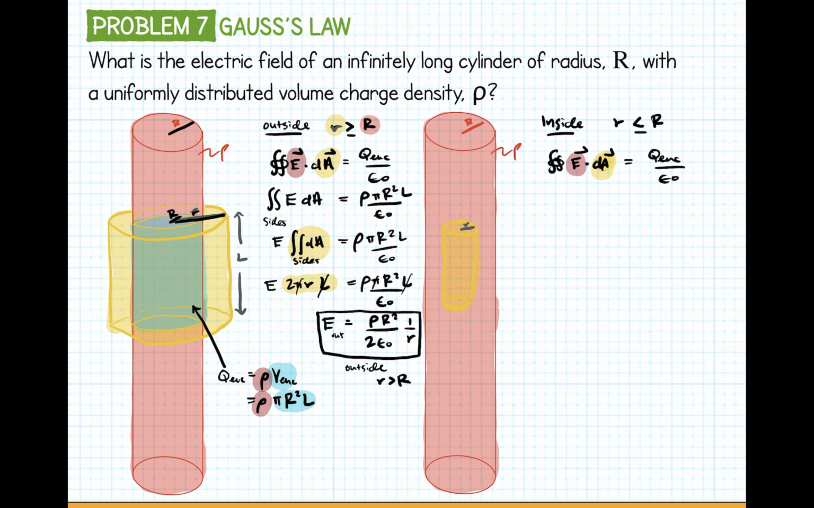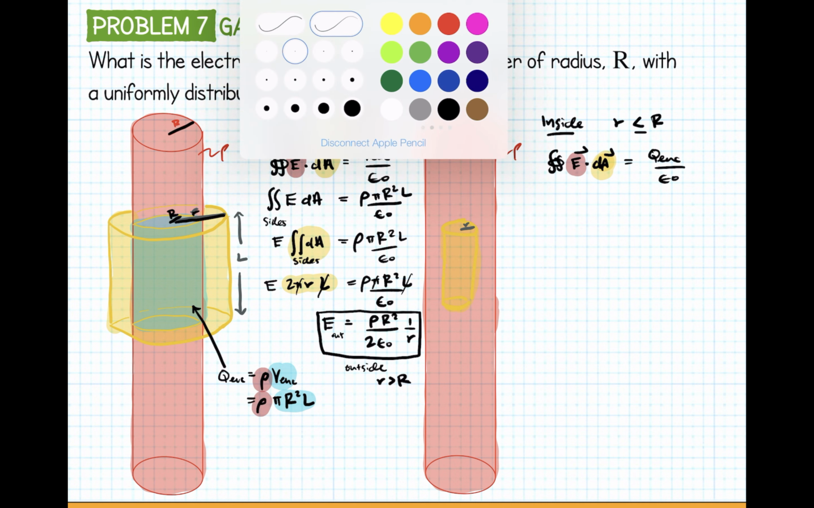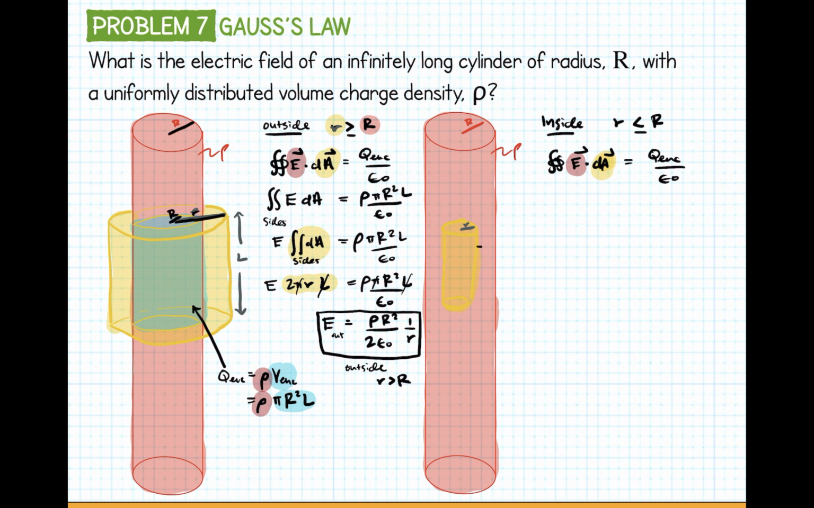E pulls out for the reasons that we've talked about in a cylinder before. On the sides, we have area vectors that are parallel to the electric field vectors. On the top and bottom, we have perpendicular, so the dot product goes away. So we end up with E dot dA for just the sides of the cylinder. And then we still have Q enclosed over epsilon naught.